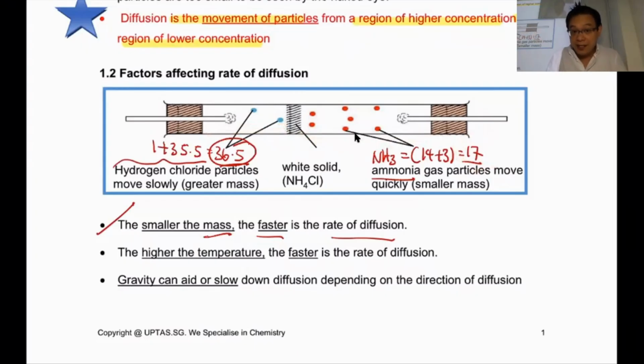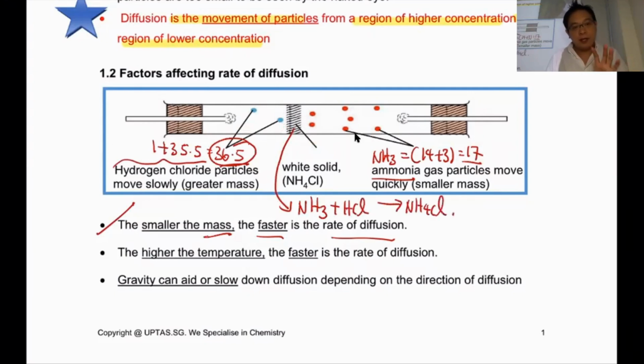The heavier the mass, it doesn't move as much. So which is the reason why they will form a white precipitate at the center of NH4Cl here. Now, what is NH4Cl? It is basically a neutralization reaction whereby NH3, which is a base, reacts with HCl, combining together to give you ammonium chloride.